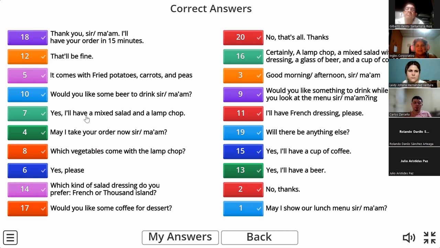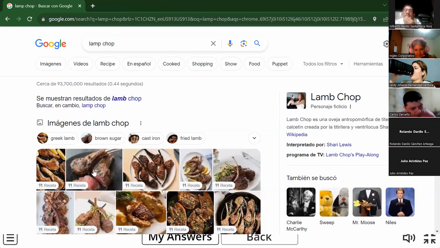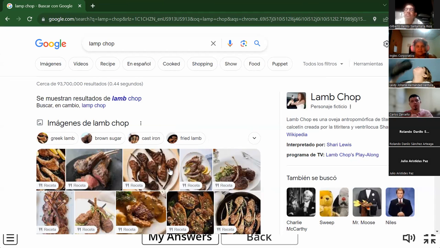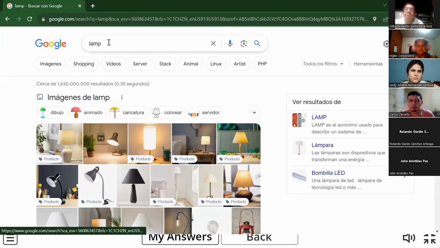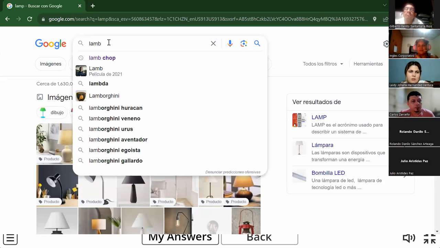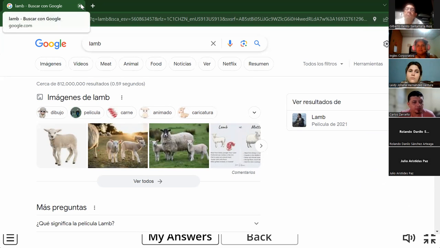Number seven. Yes, I'll have a mixed salad and a lamb chop. Do you know what is a lamb chop? Yeah, what does lamb mean, teacher? It is like a chuleta. Okay. These ones, you see? Lampara? No. Cordero. No. Lamb with P is lampara. Okay, with letter P at the end. Lamb, only lamb. Sorry, it's with B, right? Cordero, teacher.